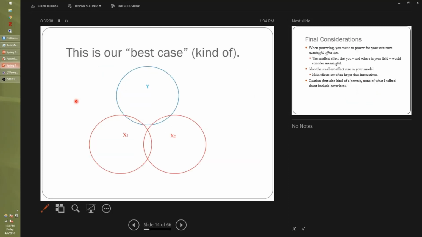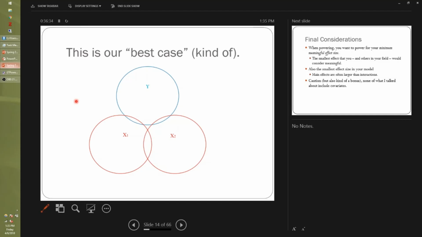And this is kind of our best case, right? Where X1 and X2 only explain unique variability. Best case in the sense that you're imagining all the variability captured by the treatment and captured by anxiety is unique to it, and so you can say it's got a really big effect size, and it's easier to get the power you need.